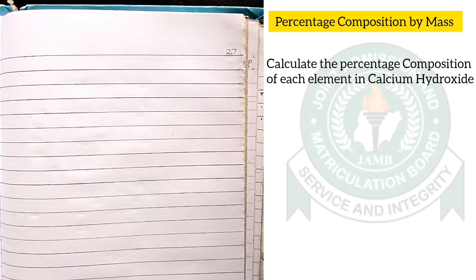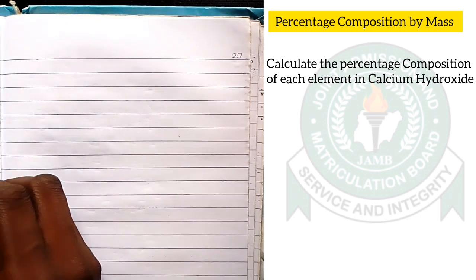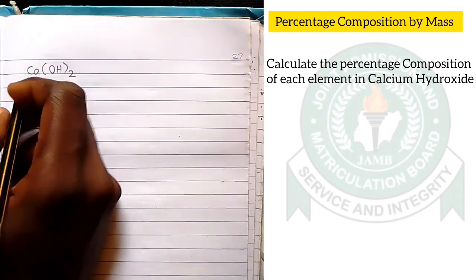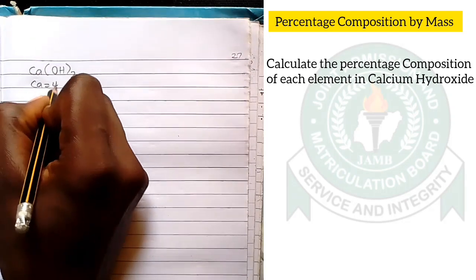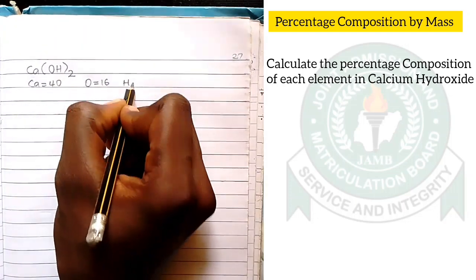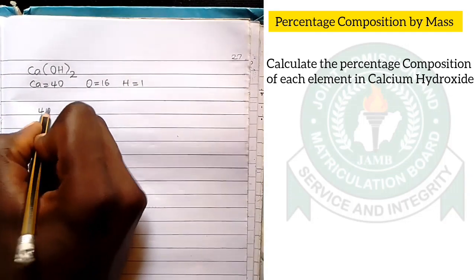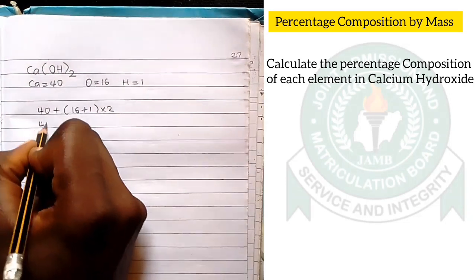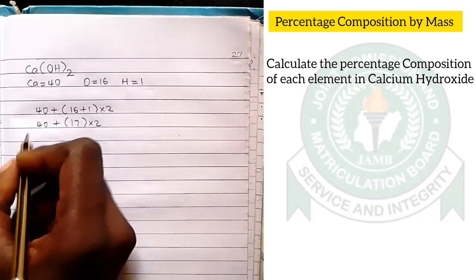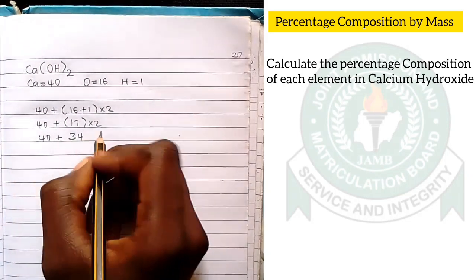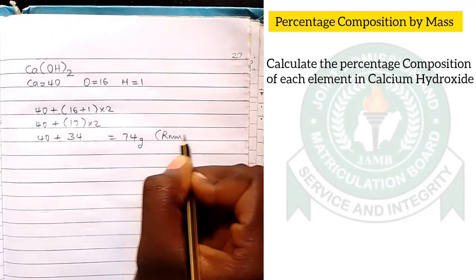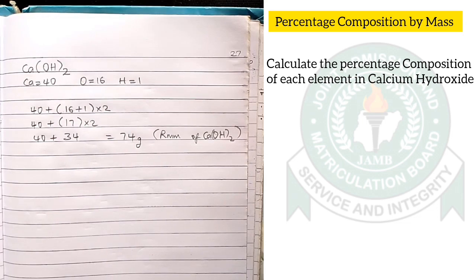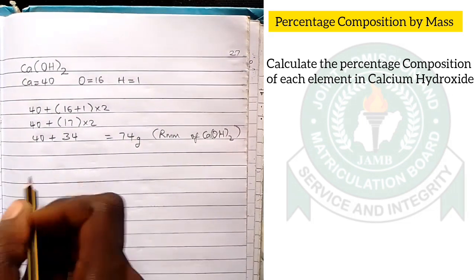Okay, so calculating the percentage composition of each element in calcium hydroxide. This is the chemical formula of calcium hydroxide. Calcium's atomic mass is 40, that of oxygen is 16, and that of hydrogen is 1. So 40 and then 16 plus 1, we are trying to calculate the relative molecular mass of calcium hydroxide. We can see that the total relative molecular mass of it is 74. To calculate the percentage of each element, we divide the mass of that element by the total mass, then multiply by 100. That's the way we'll be able to calculate it.